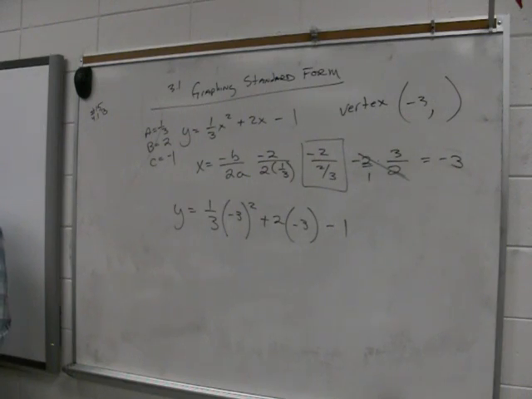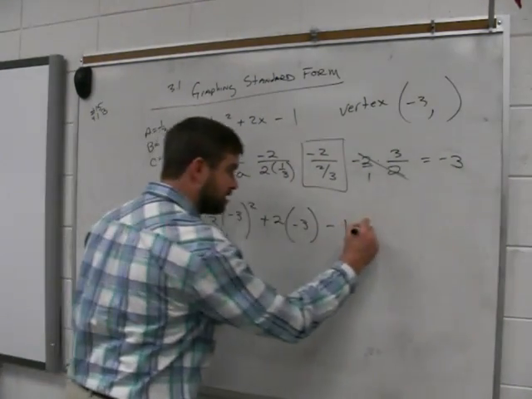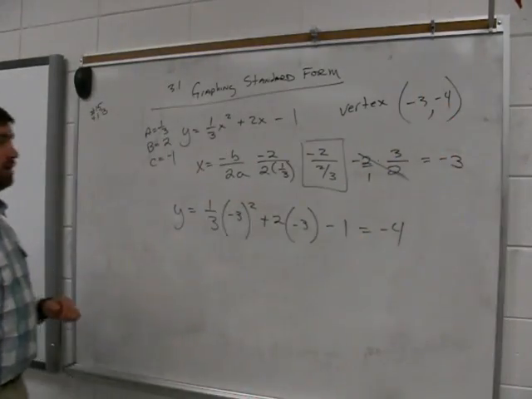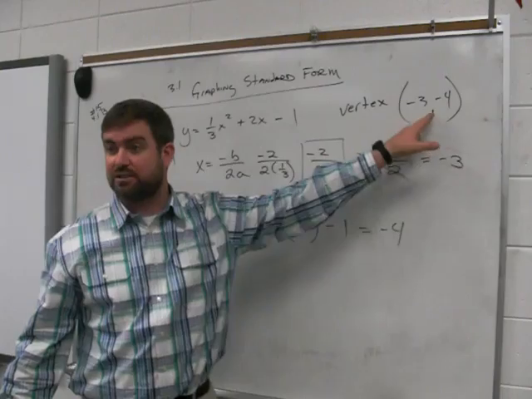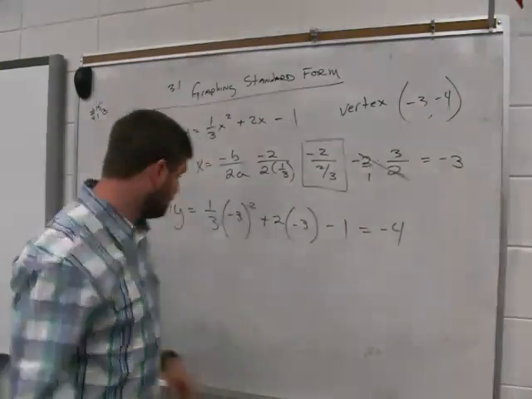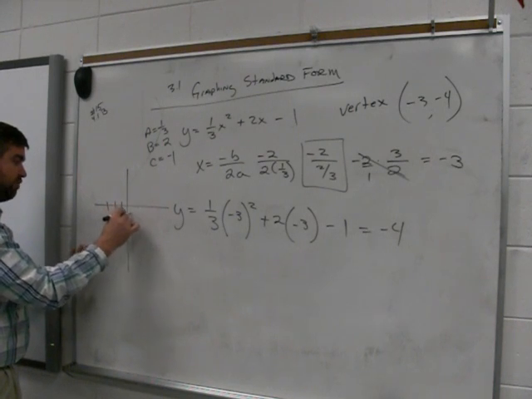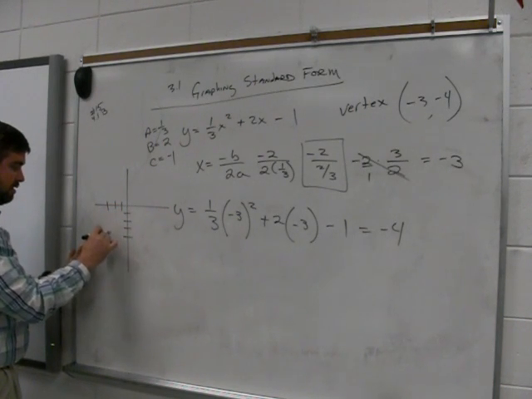Anybody have any questions? All right, so we do all of this, we use our calculator, and we get -4, correct? So -4 is the y of our vertex. So we now have our vertex. I'm going to go ahead and start my graph right here. -3, 1, 2, 3, -4, 1, 2, 3, 4, right here.